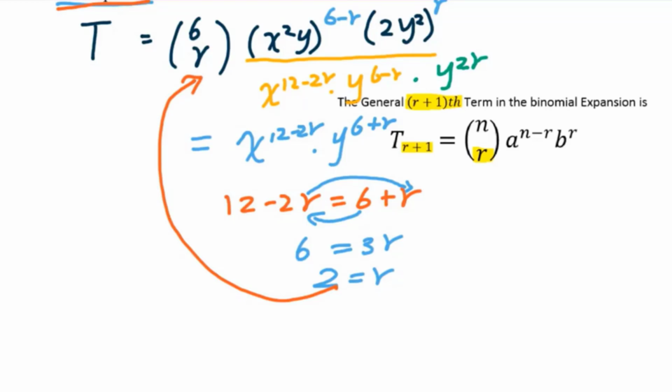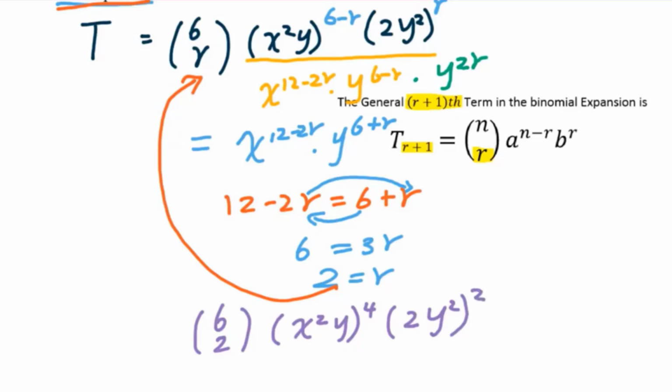Now we plug r equals 2 into this general form. You will get 6 choose 2, then x squared y to the fourth power, then 2y squared to the second power. We organize. You will get 60 x to the 8th power y to the 8th power. This is the term we are looking for.